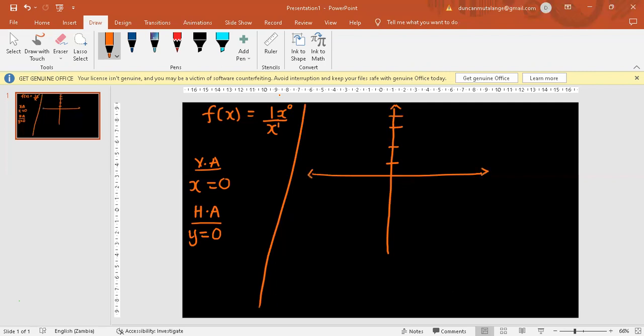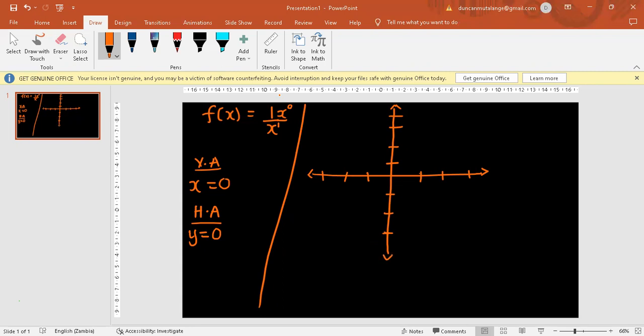Then here we can have some negative numbers, 1, 2, up to 3. On this side as well, I can just have 1, 2, 3. This side as well, 1, 2, 3. I believe if you're using a ruler, you can use the centimeters and let it be equal. Okay, so we have this. Now, how do you sketch this?